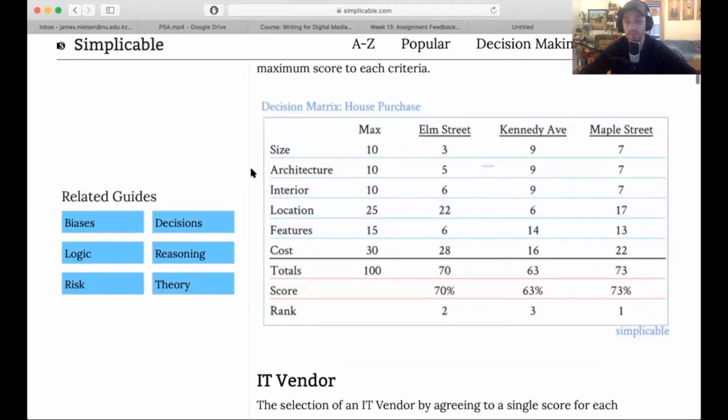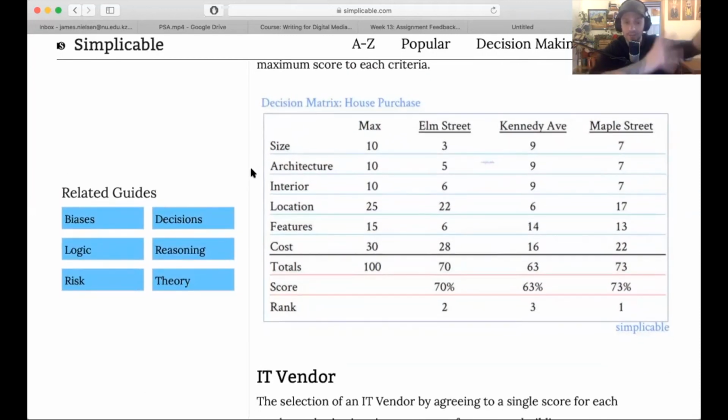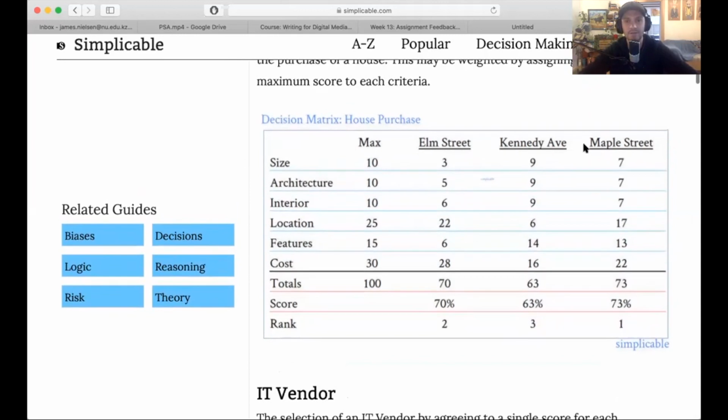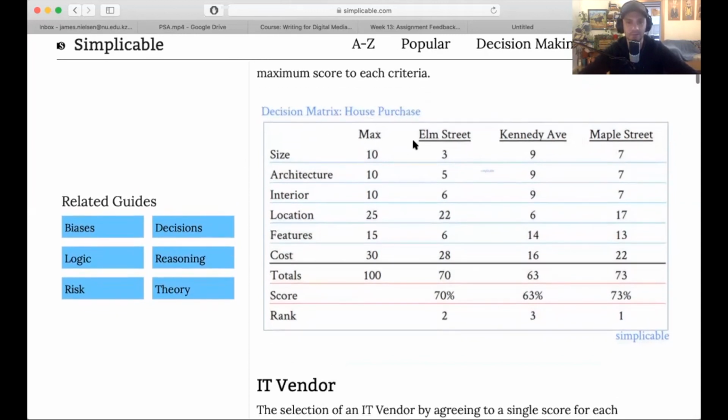You could go through your solutions and say, I looked at these different solutions and here's the final recommendation. So yeah, here's just another example. It's a little bit different. So this one is on purchasing a house. They have 3 houses that they're looking at here.